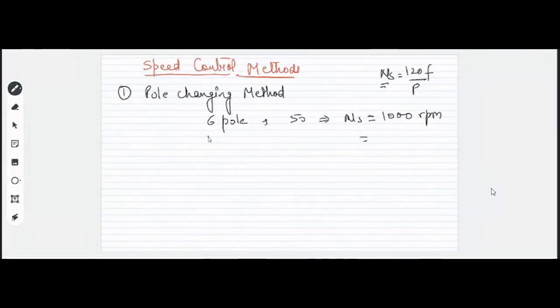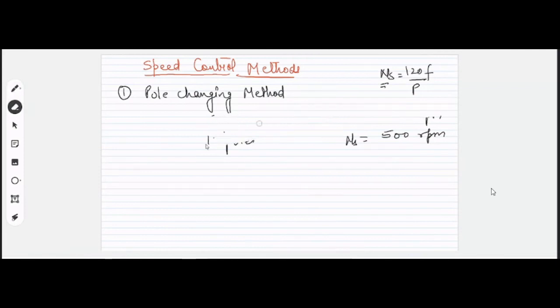If we make the poles 12, how much will the synchronous speed be? If we are increasing the poles, what will happen to the speed? It will be 500. Yes, it will reduce. So by increasing the poles, we can reduce the speed. This is one of the ways that we can increase or decrease the synchronous speed and hence the rotor speed, because we know that an induction motor will never have a speed higher than the synchronous speed.